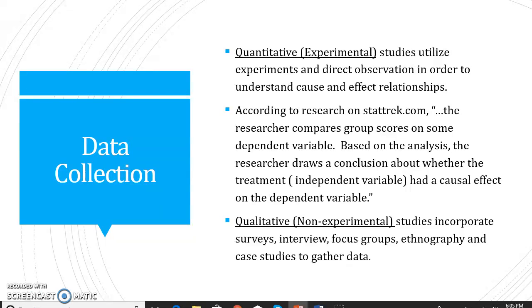Data for research studies can be collected through experimental or non-experimental methods. Quantitative methods utilize direct observation and experiments as a means to understand the cause and effect relationship between two or more variables. According to research on StatTrek.com, the researcher compares group scores on some dependent variable. Based on the analysis, the researcher draws a conclusion about whether the treatment, the independent variable, had a causal effect on the dependent variable. On the other hand, non-experimental or qualitative methods include the use of surveys, case studies, and ethnography as a means to gather data. Depending on the type of study, a researcher must decide which methodology will best address the research question and hypotheses presented.